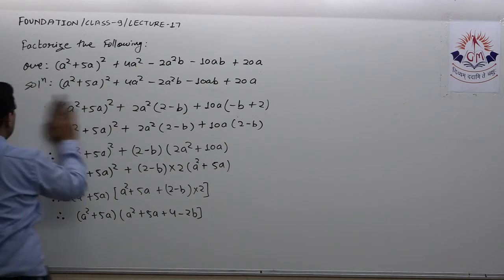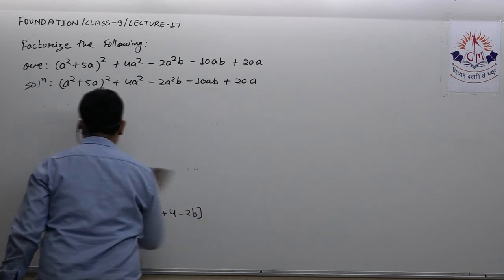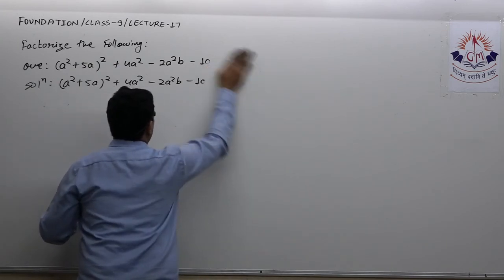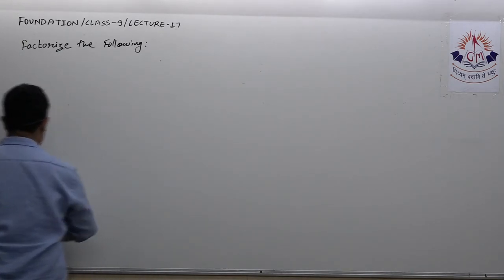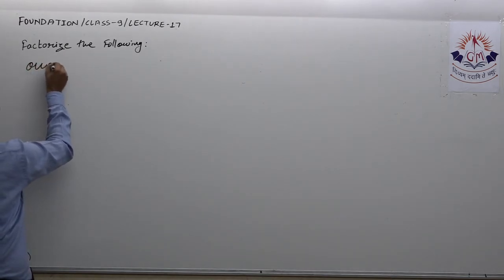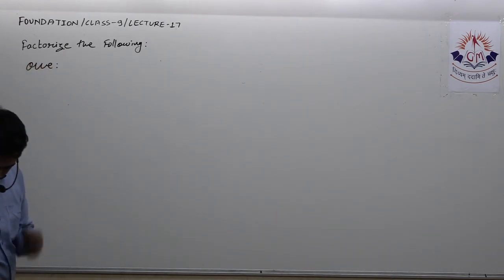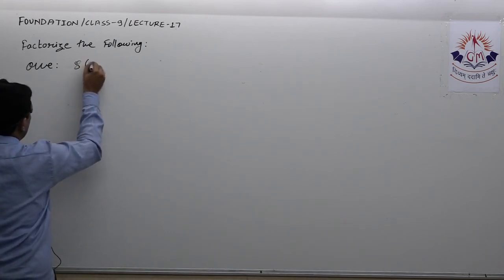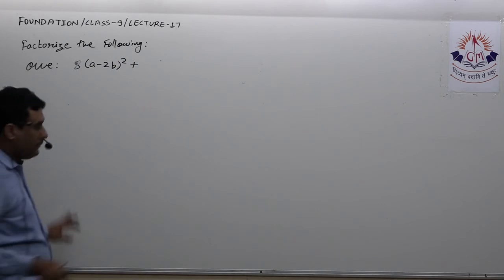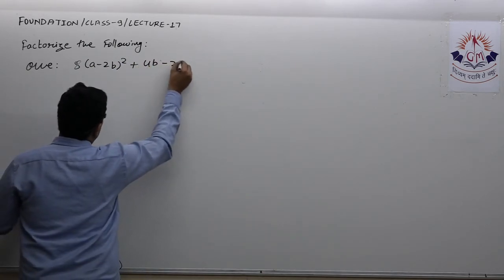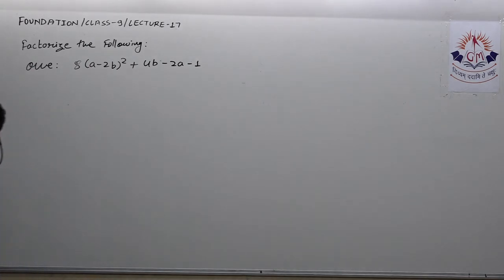Now let us see the next question. Next question is 8a minus 2b whole square plus 4b minus 2a minus 1. So again, before I give you the solution, think for a while, then I will give you its solution.